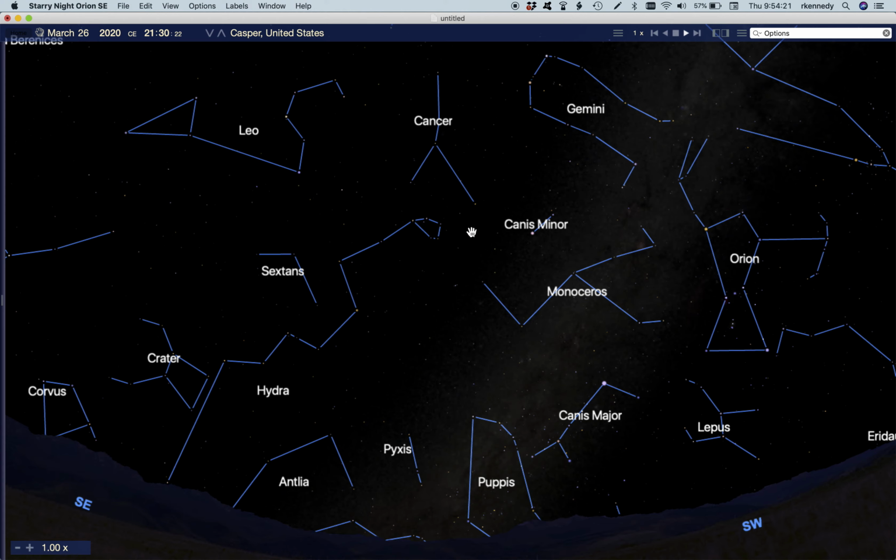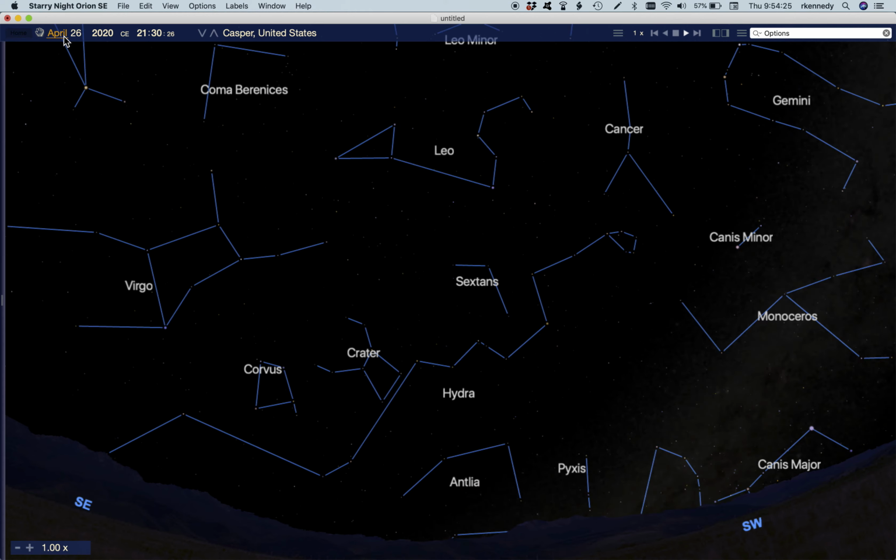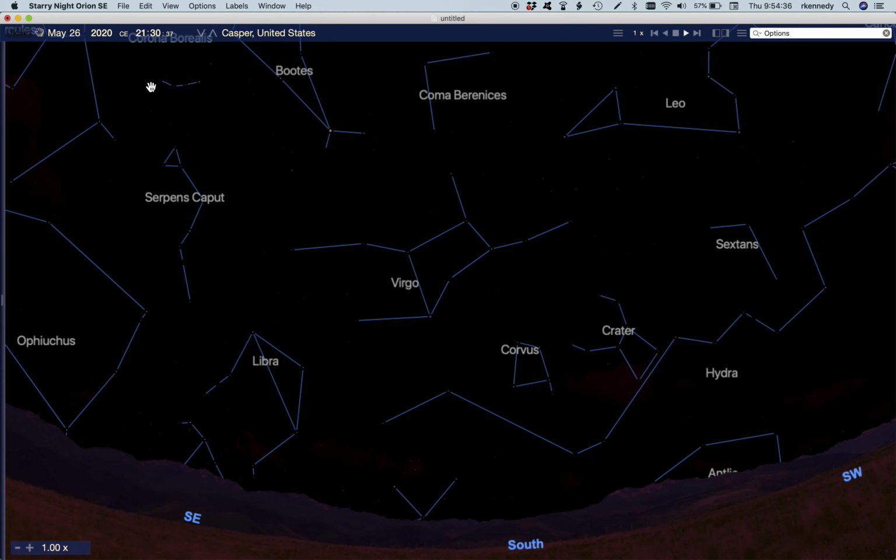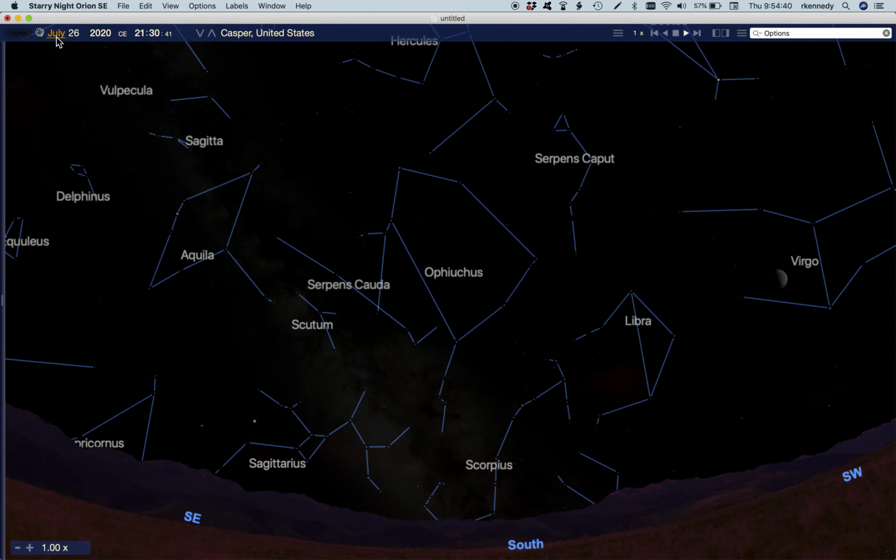So this is what we see tonight in March. If we were to change that to April, there's Leo and Virgo, like we mentioned. May, Leo, Virgo, and Libra. June, July, there's the constellation Scorpius. And so that's why we see different constellations during different times of year.